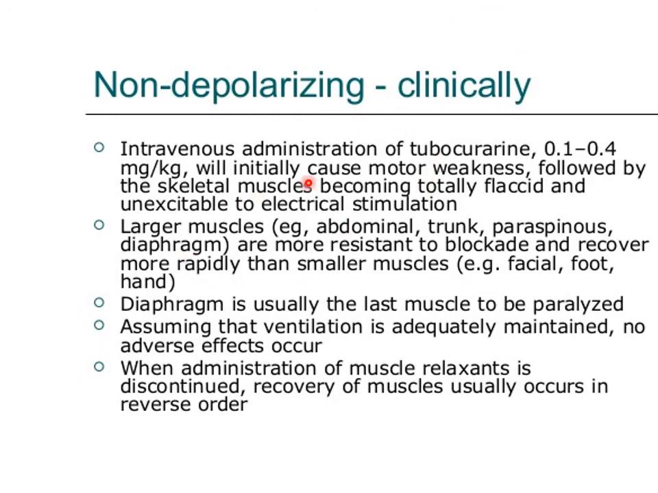If we do an intravenous administration of tubocurarine, there will initially be motor weakness, followed by skeletal muscles becoming totally flaccid and unexcitable to electrical stimulation. Similarly, larger muscles, for example abdominal trunk, are more resistant to blockade and recover more rapidly than the smaller muscles. This is very important. The diaphragm is usually the last muscle to be paralyzed, but when we stop it, the diaphragm is the first muscle to come back, assuming that ventilation is adequately maintained and no adverse effects occur.